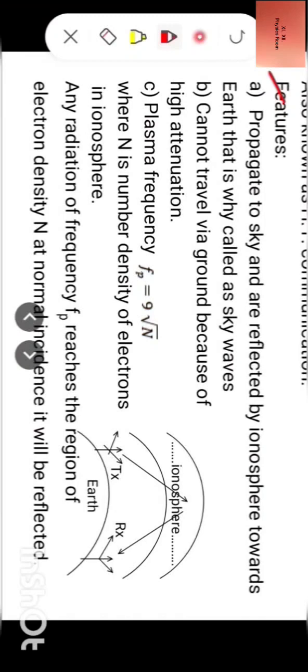Now, features of sky waves. A. Sky waves propagate to sky and are reflected by ionosphere towards earth. That's why these are called sky waves. B. Sky waves cannot travel via ground because of high attenuation.